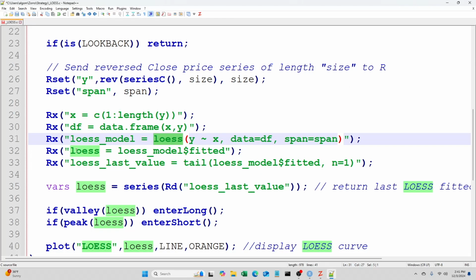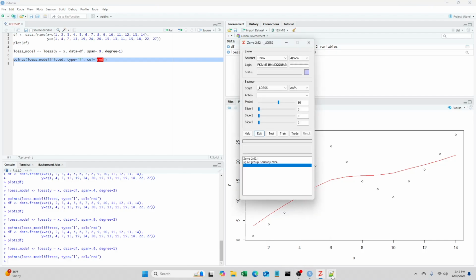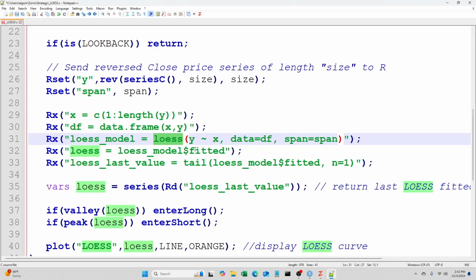So then we can define another variable here called LOESS. I'm sorry for my lack of imagination when it comes to variable names, but this is going to be the fitted component of the LOESS model, pretty much this guy here. But we're not representing it graphically now. We are just defining this variable.